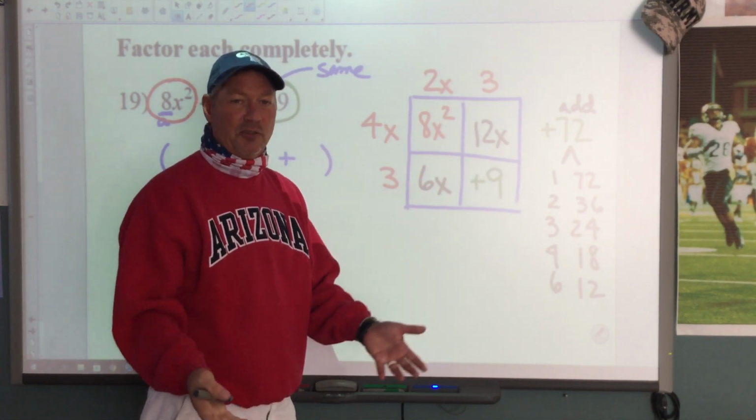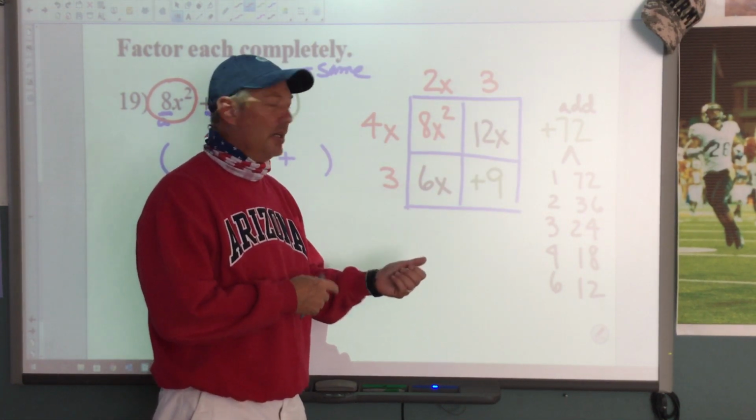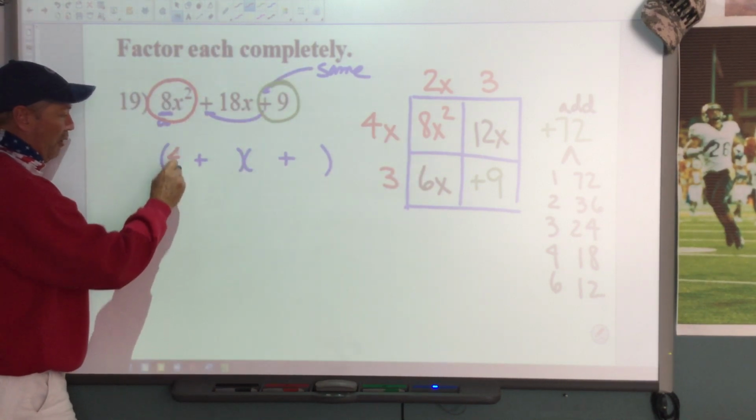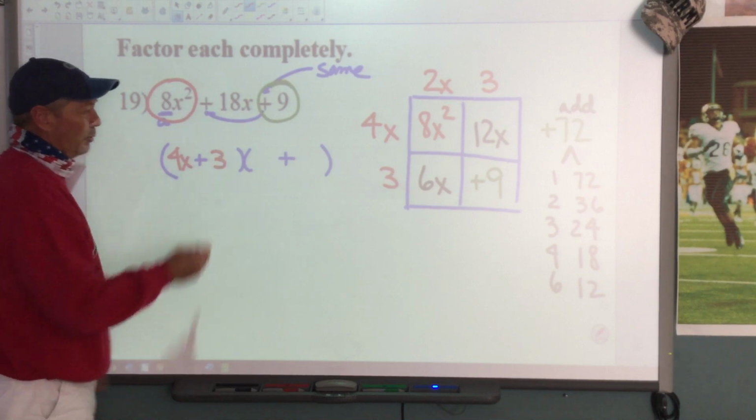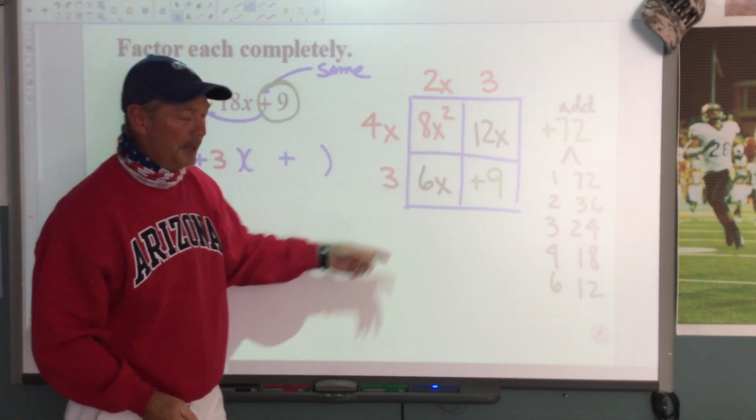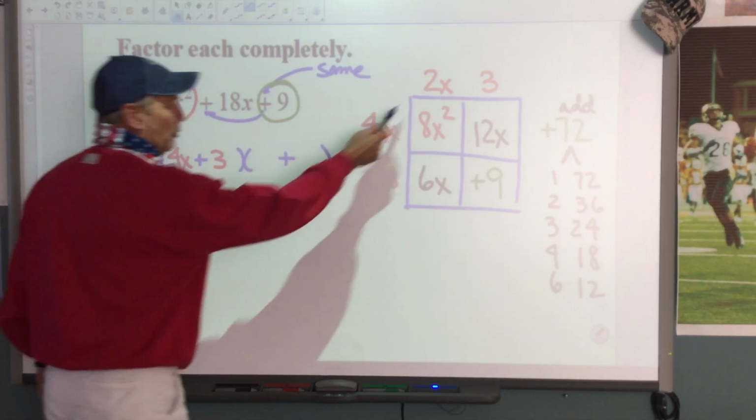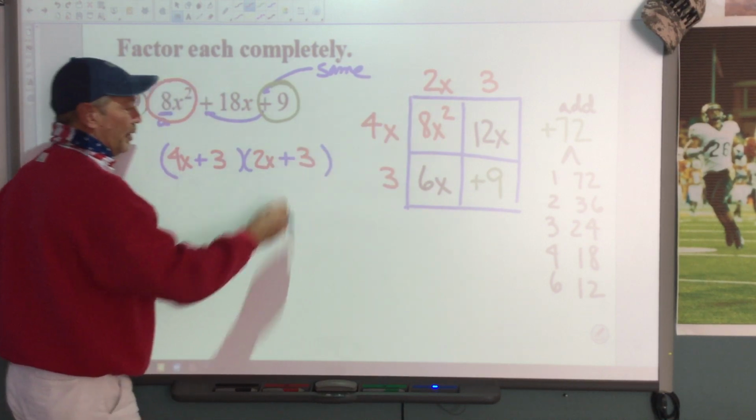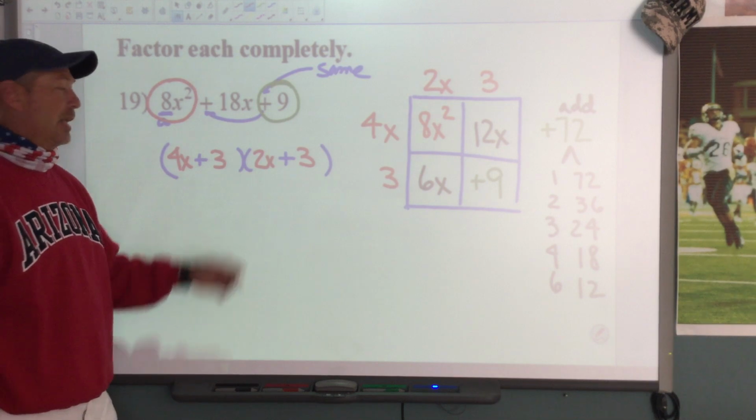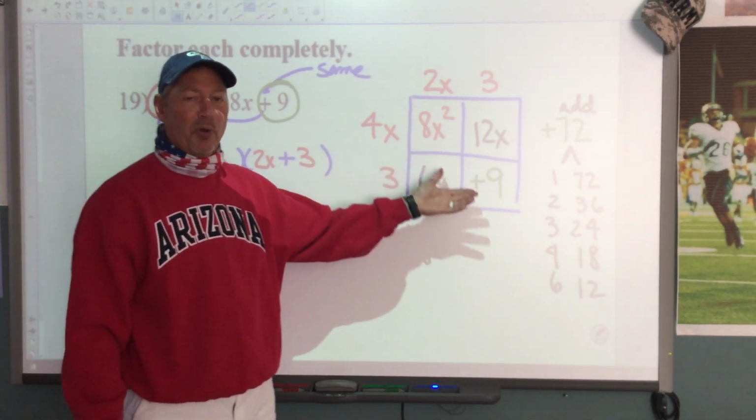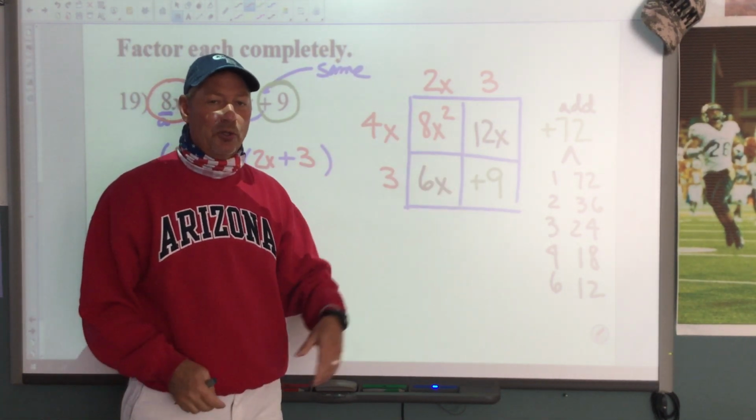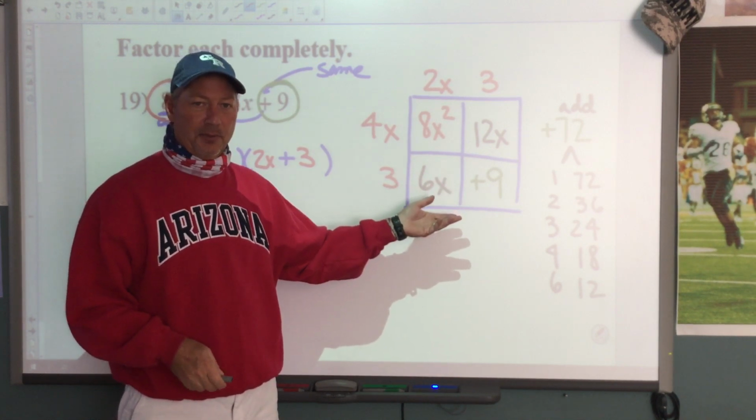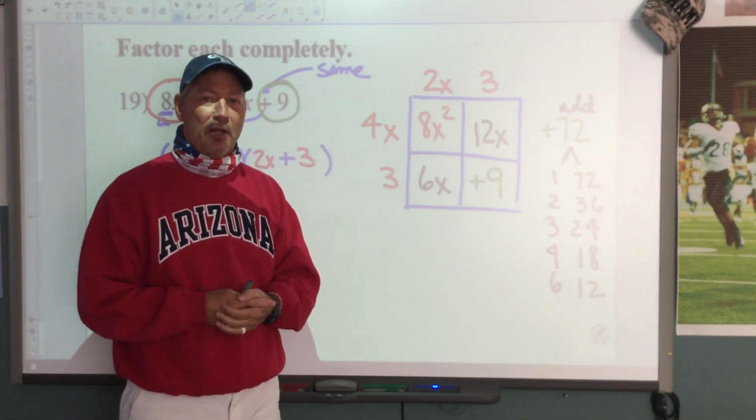And now you have just factored. That's the box method. So you would come over here and say, in one parenthesis, 4x plus 3. Right here, 4x plus 3. In the other parentheses, you would say 2x plus 3. That's a way just to organize your process, your thoughts. There are 2 ways you can do it. You can do the grouping method, or you can do the box method. Your choice. You've got to pick what you like the most.